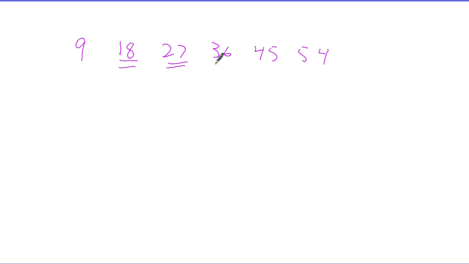2 plus 7 is 9. 3 plus 6 is 9. 4 plus 5 is 9. 5 plus 4 is 9, etc. So I always have a count by 9 number on the sum of digits.